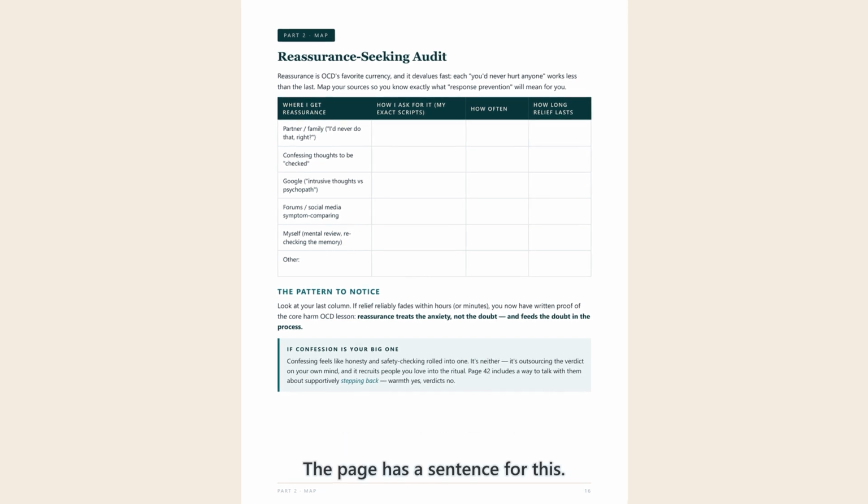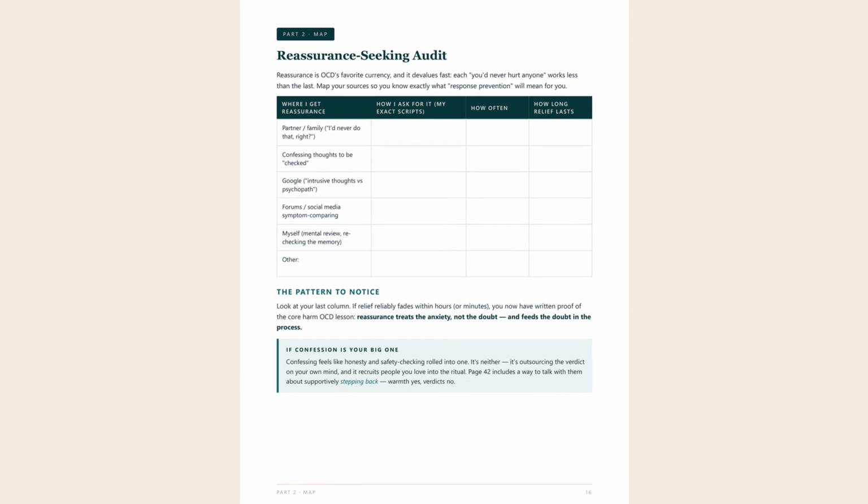The page has a sentence for this. Reassurance treats the anxiety, not the doubt, and feeds the doubt in the process. That is why the exit is not a better proof. Any proof you assemble is audited.